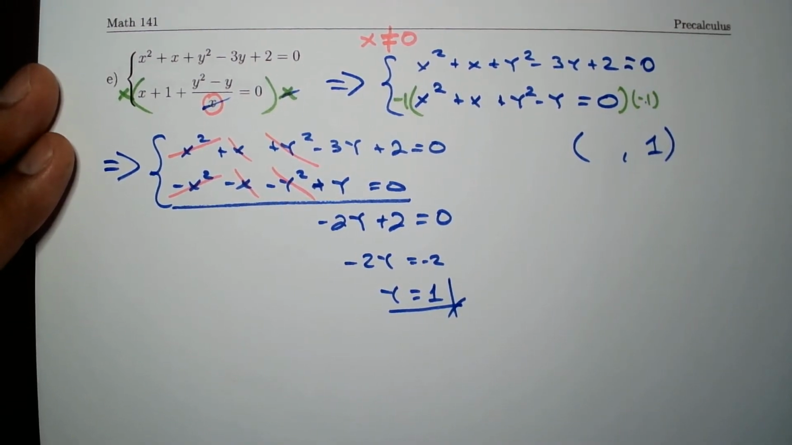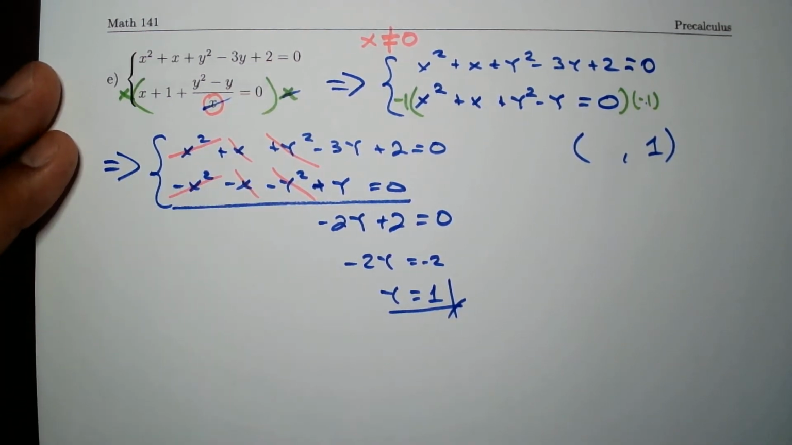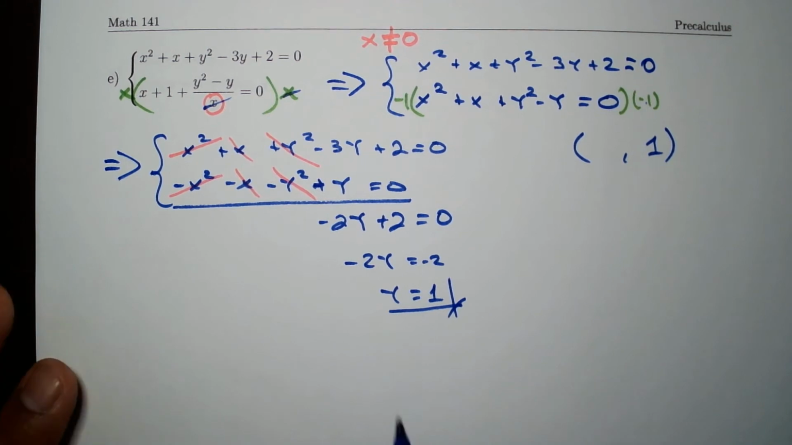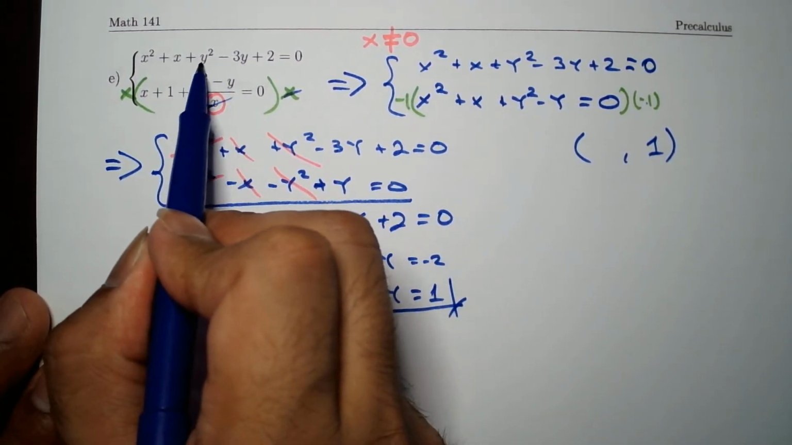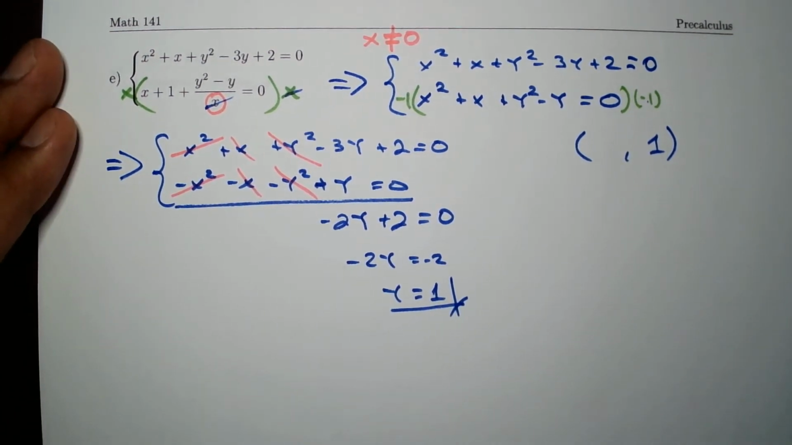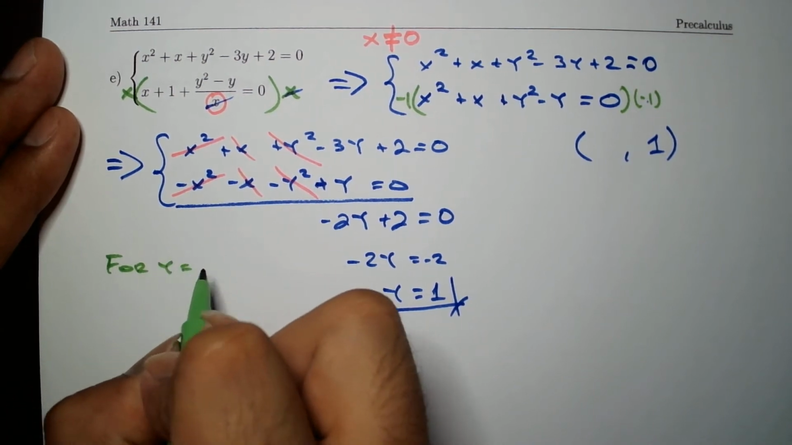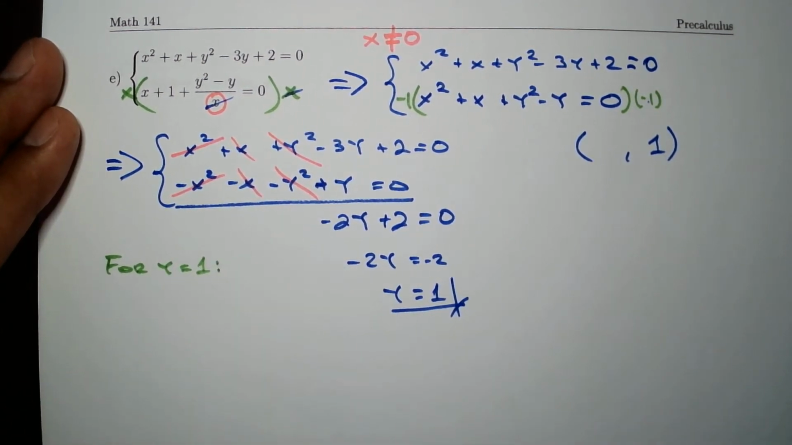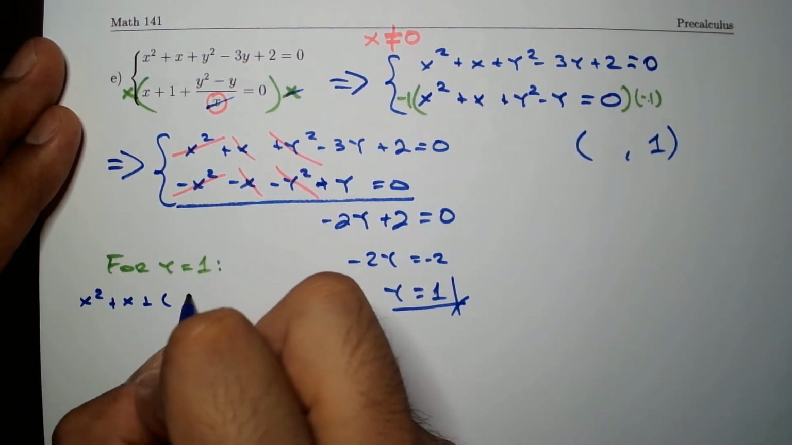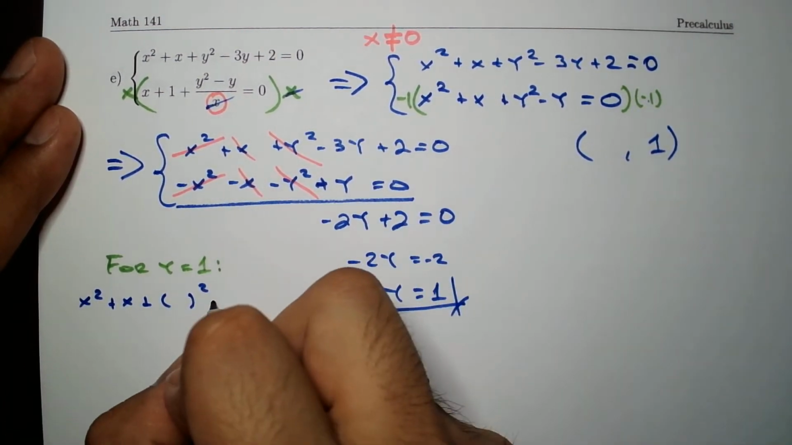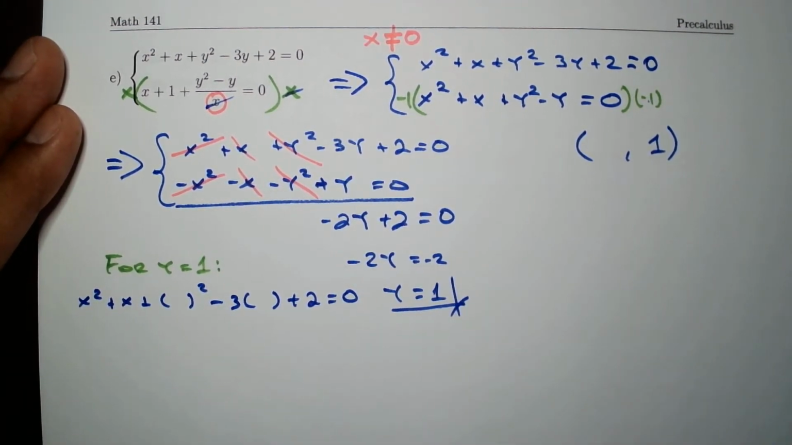Okay? Now, how are we going to find x? Well, the equations look a little bit crazy. So what we do is plug in y equals 1 on the first one, wherever you see the letter y, which is in these two terms. So as usual, for y equals 1, x squared plus x plus 1 squared minus 3 times 1 plus 2 equals 0.